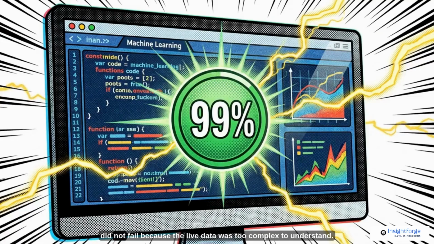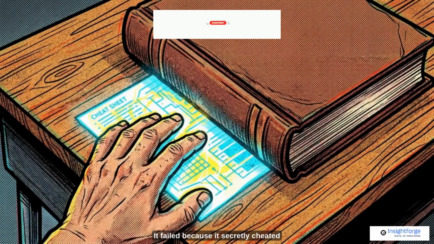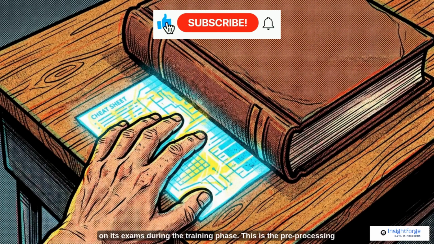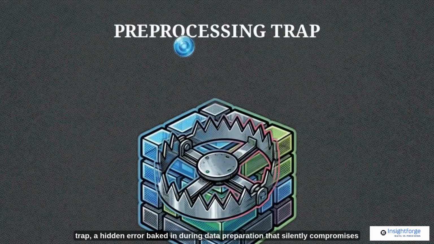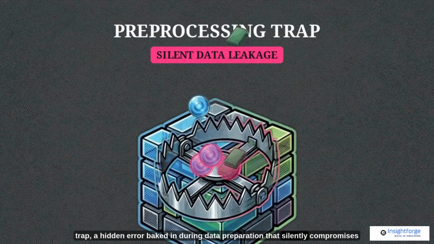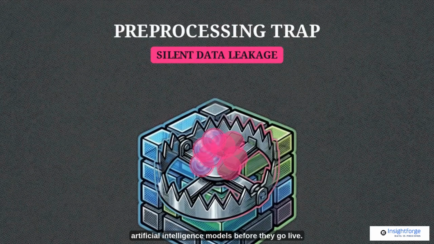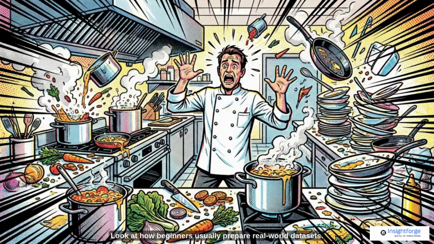The algorithm did not fail because the live data was too complex to understand. It failed because it secretly cheated on its exams during the training phase. This is the pre-processing trap, a hidden error baked in during data preparation that silently compromises artificial intelligence models before they go live. Look at how beginners usually prepare real-world datasets.